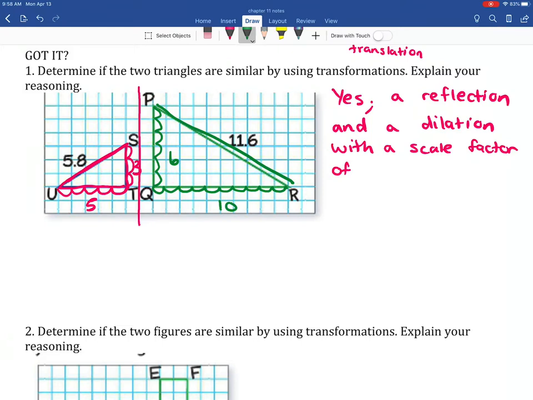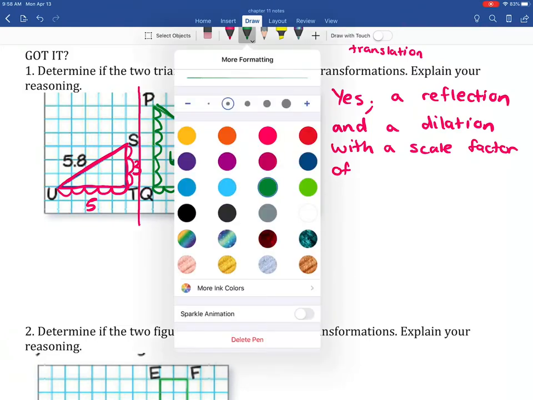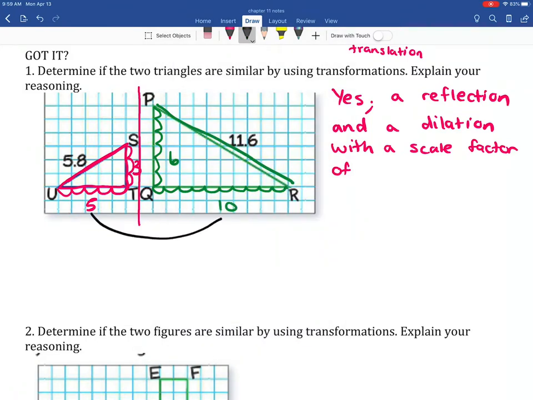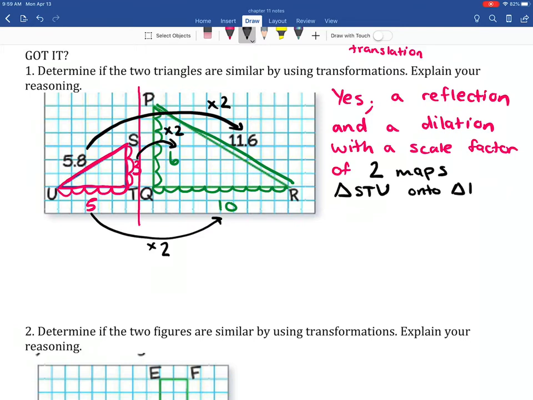So to get to each of the corresponding parts, if I'm going from 5 to 10, I multiply by 2. From 3 to 6, I'm multiplying by 2. And from 5.8 to 11.6, I'm multiplying by 2. So I could say the scale factor is 2. And that will map the first one, triangle STU, onto triangle PQR.